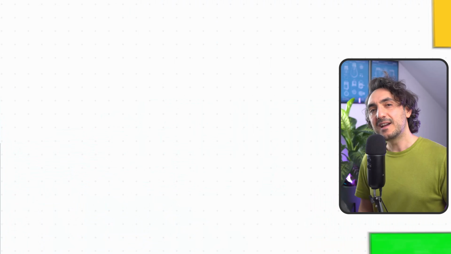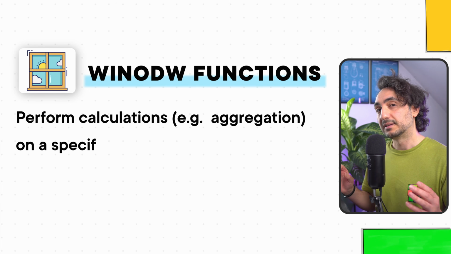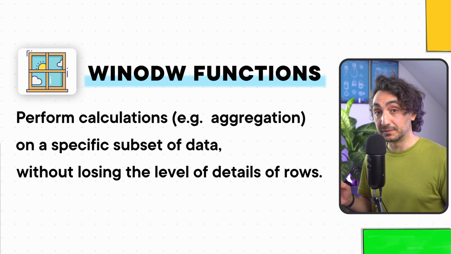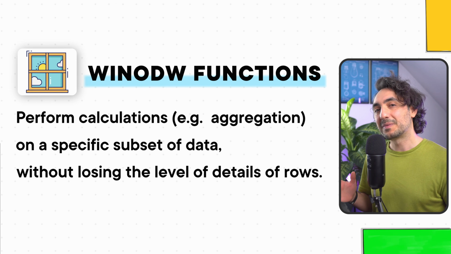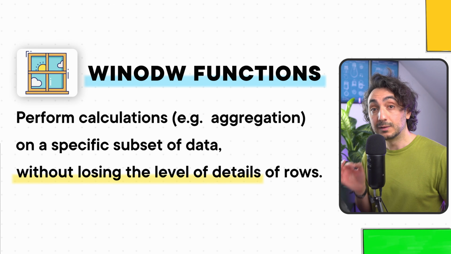Okay guys, so now let's start with the first question. What are SQL window functions? They are functions that allow you to do calculations like aggregations, but on top of a subset of data without losing the level of details of the rows. So it is something very similar to the group by, but here we have a special case. You don't lose the level of details. So now in order to understand the definition, let's have a very simple example.